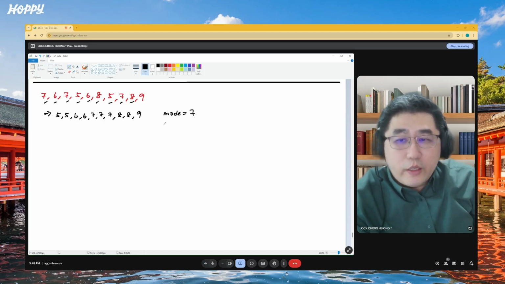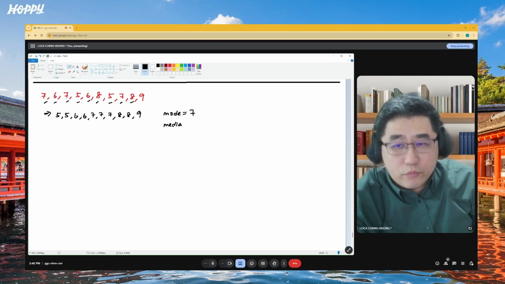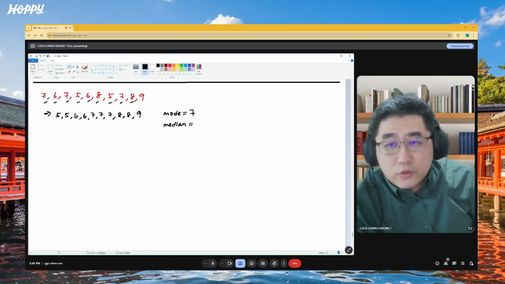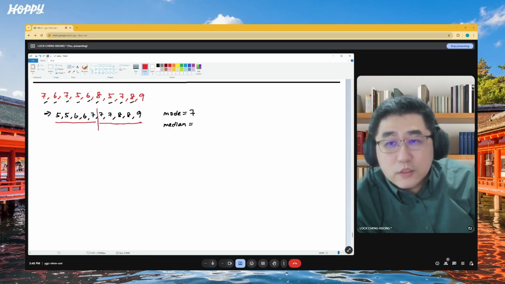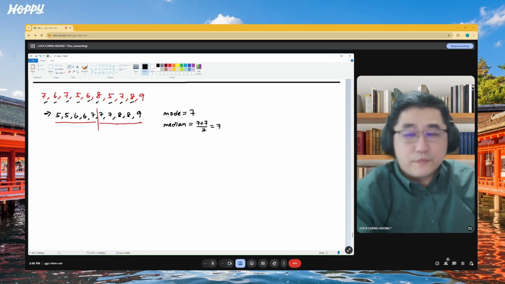Then you have median. Median is the value at the middle. Therefore you have 5 numbers here, and 5 numbers here. The value at the middle is 7 plus 7 over 2, which is 7.